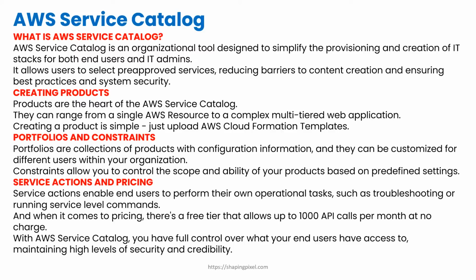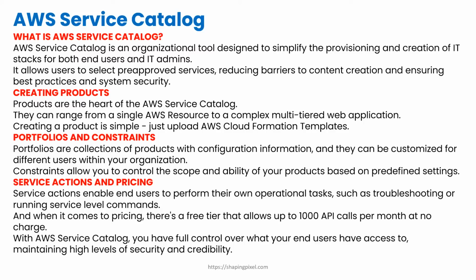Products are the heart of the AWS Service Catalog. They can range from a single AWS resource to a complex multi-tiered web application. Creating a product is simple. Just upload AWS CloudFormation templates. Portfolios are collections of products with configuration information, and they can be customized for different users within your organization.